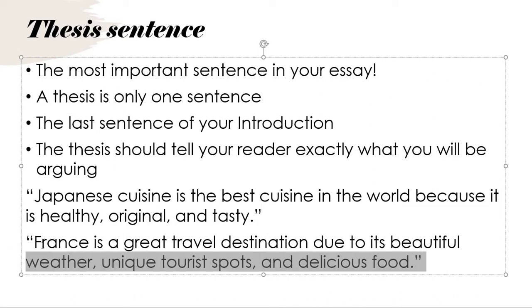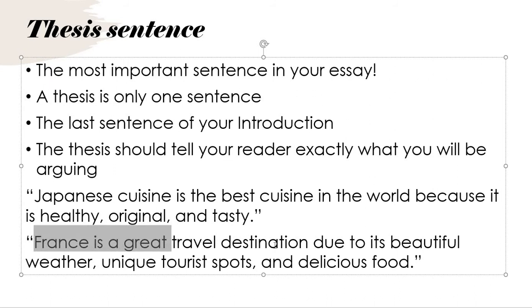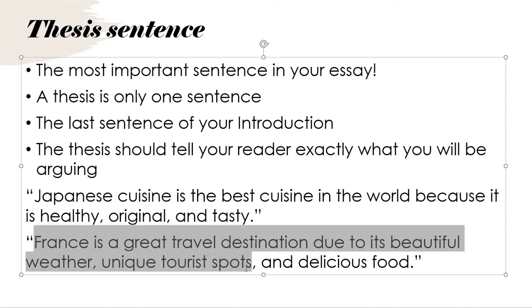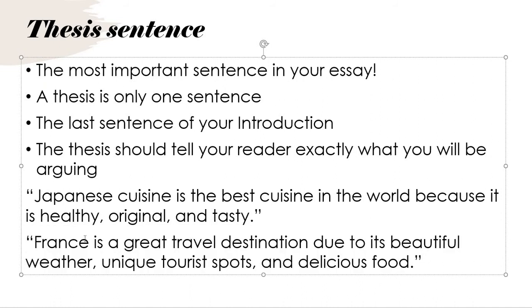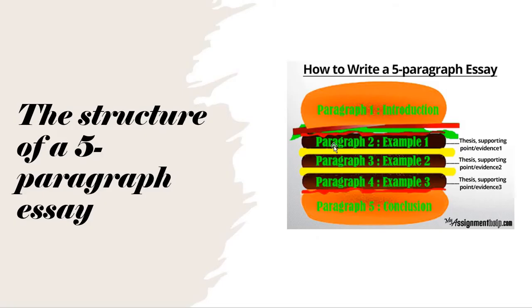Another example of a thesis sentence is, "France is a great travel destination due to its beautiful weather, its unique tourist spots, and delicious food." So again, 3 reasons. I'm trying to prove that France is a great place to go because A, it has great weather, B, it has tourist spots that you will not find anywhere else, places to visit, and C, you have delicious food in France. Again, body paragraph 1, body paragraph 2, body paragraph 3.